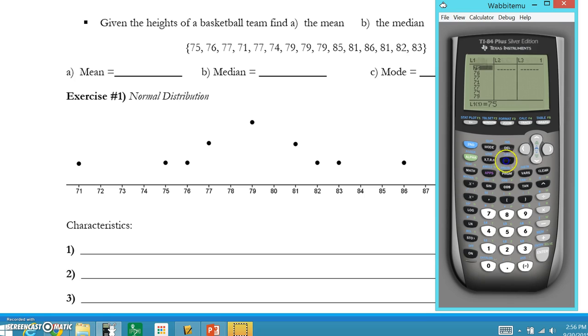Then you hit stat, then you go over to calc, just like we're doing scatter plots, but instead of hitting 4, 5, or 0, you're going to hit 1. You're going to get this menu, and you're going to go down to calculate. And so this gives you a list of things.